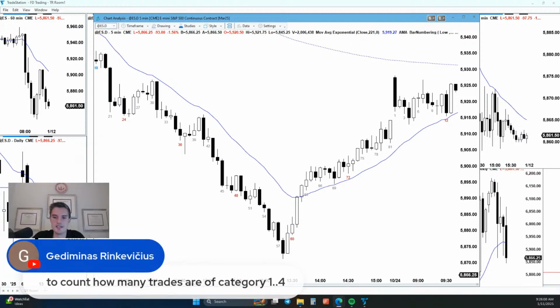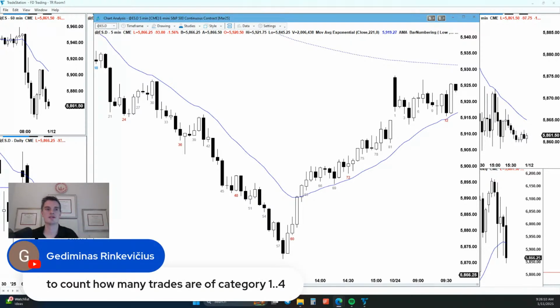The first thing is, over the weekend, I want everyone to count how many trades are of category 1 through 4. So type 1, 2, 3, or 4. And I want you to put it in the comments, and I'm going to read it, and I'll respond to them. You just may have to give me a few, but I will respond to them over the weekend. Let's see who in here can have the highest type 1 and type 2 trades. And we'll go from there.